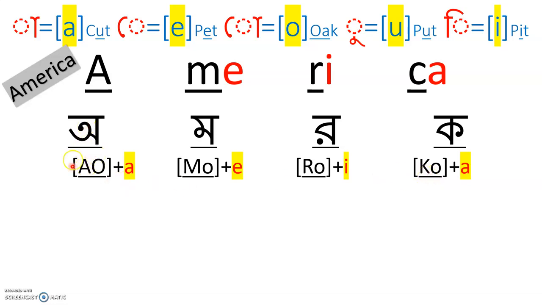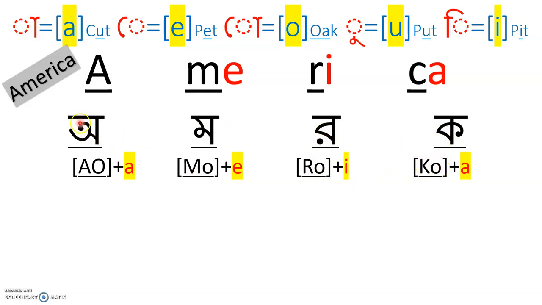So I'm just putting it right here so you don't have to go back to that page. This symbol is pronounced as aw. This symbol is pronounced as maw. This symbol is pronounced as raw. This is pronounced as caw.